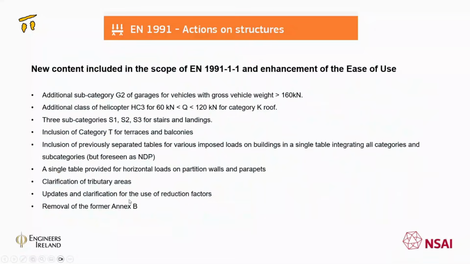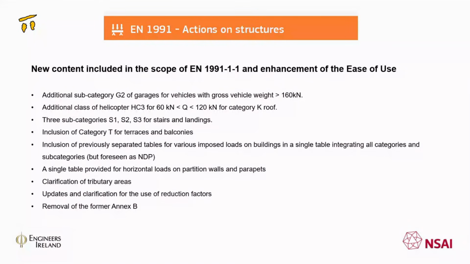Some more content. They've put in some more information on garages for vehicles, particularly with a gross vehicle weight greater than 160 kilonewtons or 16 tons. That would really be storage of lorries, etc. So that's another category. There is consideration being given to G1 and G2, which are lighter vehicles, the vehicles over approximately 3 tons, and the loading there has to be looked at. There's an additional class of helicopters. New subcategories have been added for stairs and landings in buildings of different types.